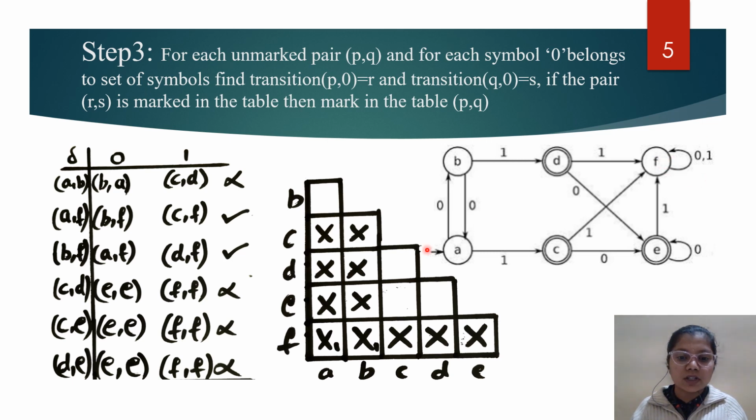So check whether BF is marked or not. Sorry, whether DF is marked or not. DF is marked and AF was not marked. So one was not marked and another one was marked, so mark BF. Next is CD. Since both the states belong to the final state, this cannot be marked. Same for CE and DE also.